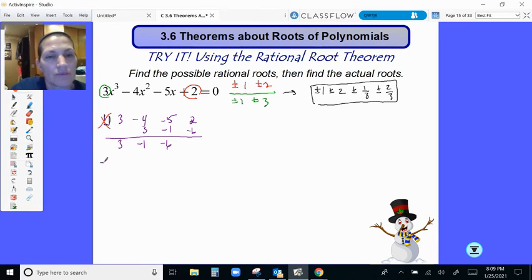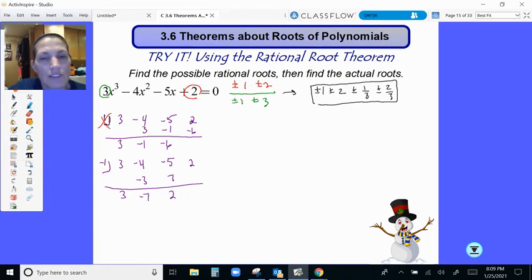So we're going to try negative 1. 3, negative 4, negative 5, and 2. Bring down my 3. Negative 1 times 3 gives me negative 3. That gives me negative 7. Negative 1 times negative 7 is a positive 7. That gives me a positive 2. Negative 1 times 2 is a negative 2, and we have a 0. We always love it when we have a 0, right? So that is going to be a factor of x plus 1, since it's negative. And that means the rest of these guys here is going to be 3x squared minus 7x plus 2.